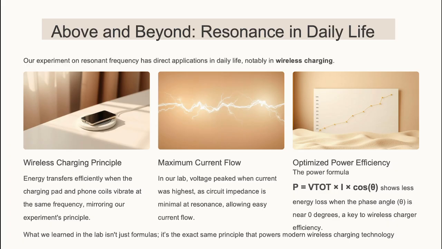From the power formula, P equals V total times I times cosine theta. As theta approaches 0, the power factor approaches 1, delivering more real power. So what we learned isn't just formulas, it's the exact principle modern wireless power systems use.